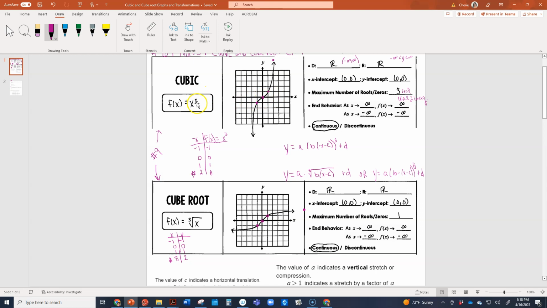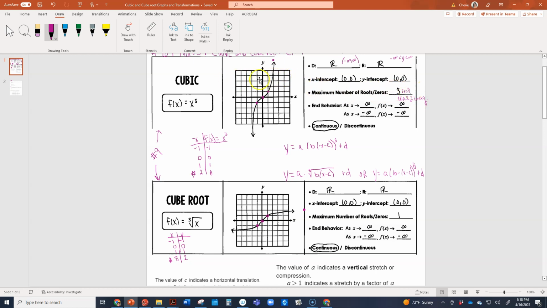It's a cubic, so we know it has to have 3 solutions or 3 zeros, or 3 roots. So since it only crosses the x-axis once, this particular one means it only has 1 real one, the other 2 are imaginary. But it can have all 3 of them be real.